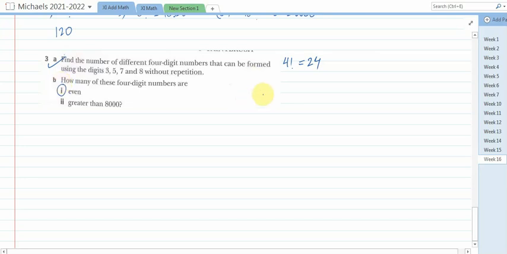Alright, so firstly I'm going to write down the numbers we have. It's 3, 5, 7 and 8. If it says the number has to be even, that means if we have a 4-digit number with places 1, 2, 3 and 4, then in my last place it must be 8 only.